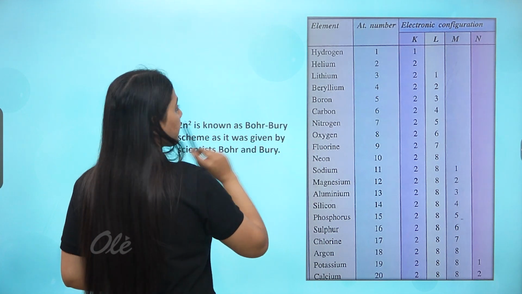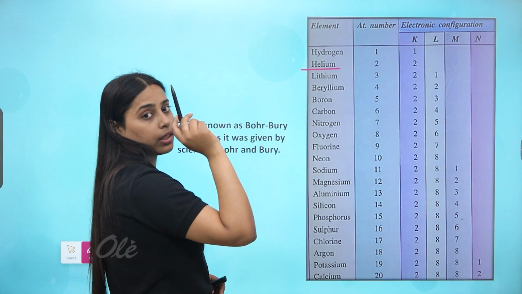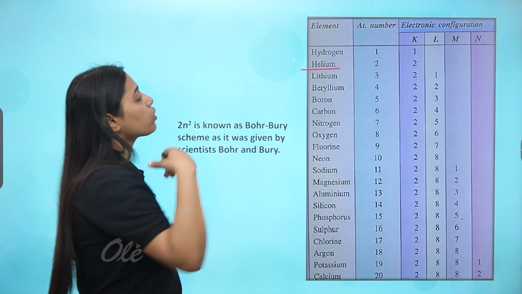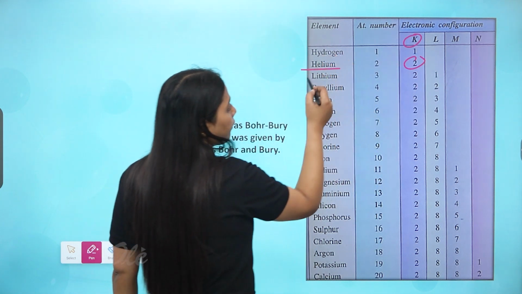Okay. Similarly, now see for helium, it has atomic number 2. So that means atomic number is what? Protons and electrons only. So these electrons are 2 only. So the K shell will have 2 only.